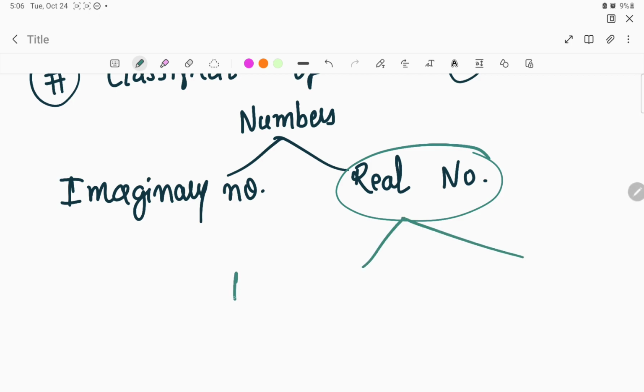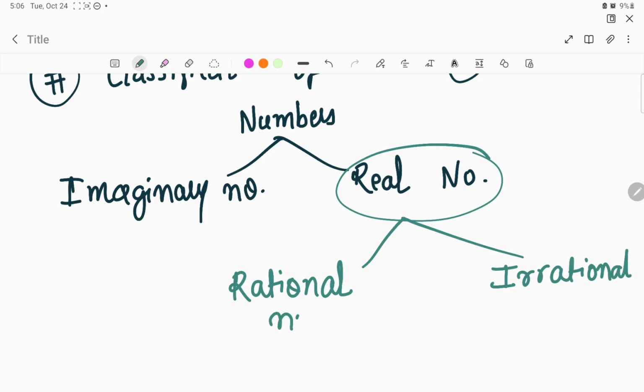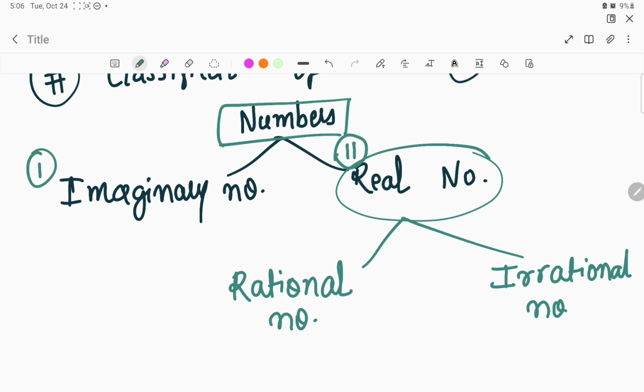One is the rational number. Please make a note of it. And the second one is irrational number. Rational number and irrational number. There are two types of numbers: one is imaginary and the second one is real number. Imaginary number is not important from the exam point of view. For us, what is important? Real number. So real numbers are categorized into two types: one is rational number and the other one is irrational number.